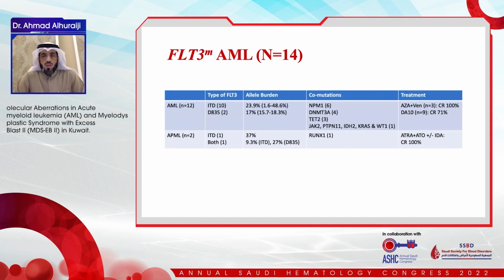If we look at the treatment given to those patients, the AZA-venetoclax in 3 cases, and all of them had complete remission at day 28. And for the 9 patients, they received DA10, and the CR rate was around 71%. And 1 patient did not receive treatment, 1 patient had passed away during the induction. For the APL, surprisingly, 2 patients had FLT3 mutations, and 1 had both ITD and D835. And the allele burden, as you can see here, and treatment, as we said, it's ATRA-ATO plus minus idarubicin.